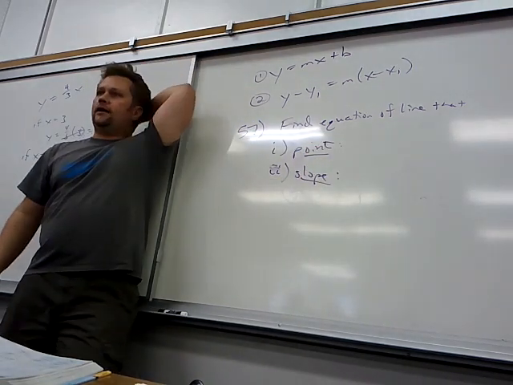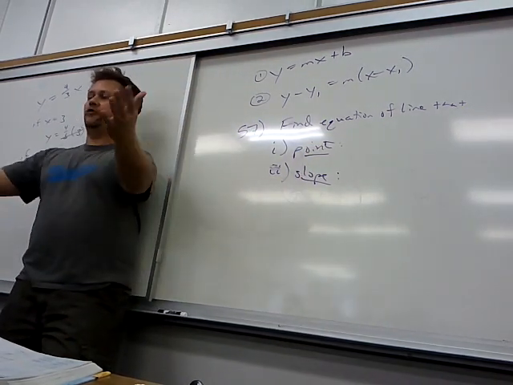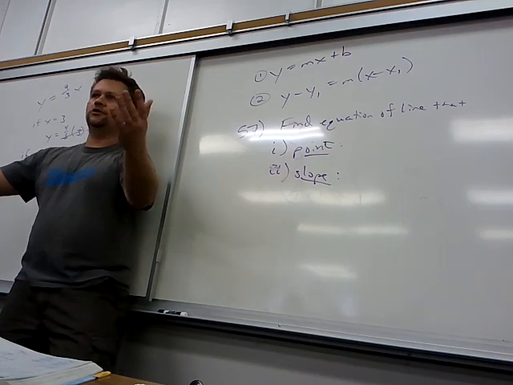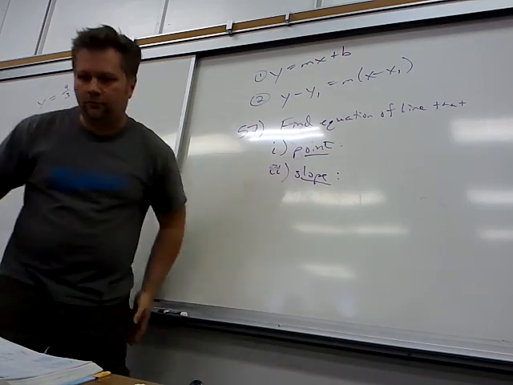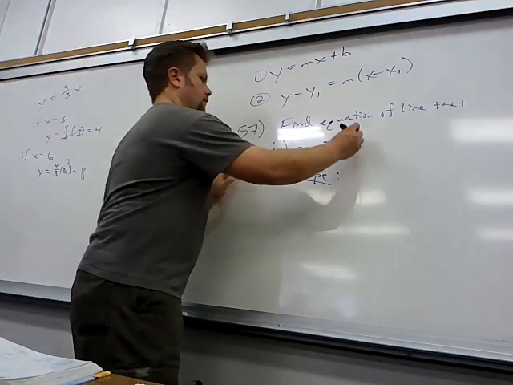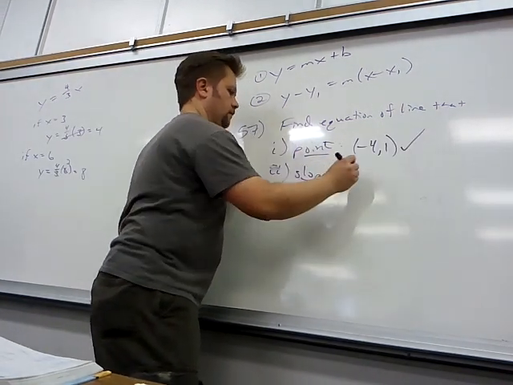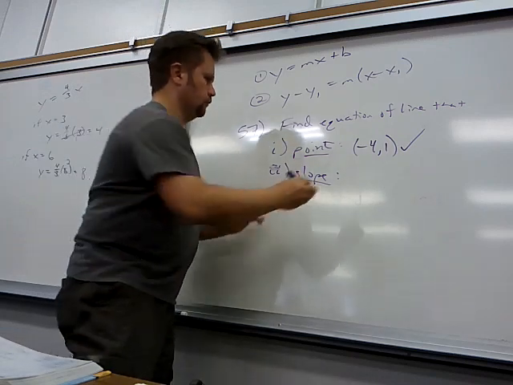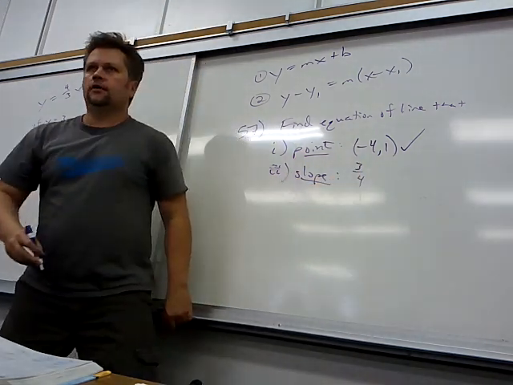This problem is crazy nice because they gave me both directly, right? There's no work to do for either one. So they told me the point was -4, 1. Check. And they told me the slope is 3/4. Check.